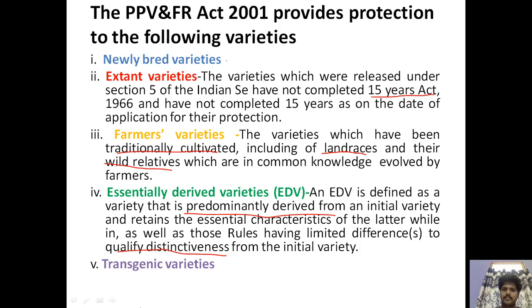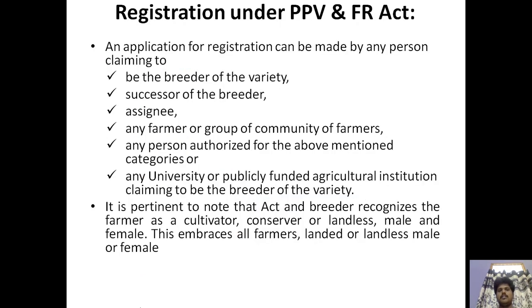Then transgenics. Transgenic varieties are those developed by transfer of genes from unrelated organisms. Then, registration under the PPVFR Act.